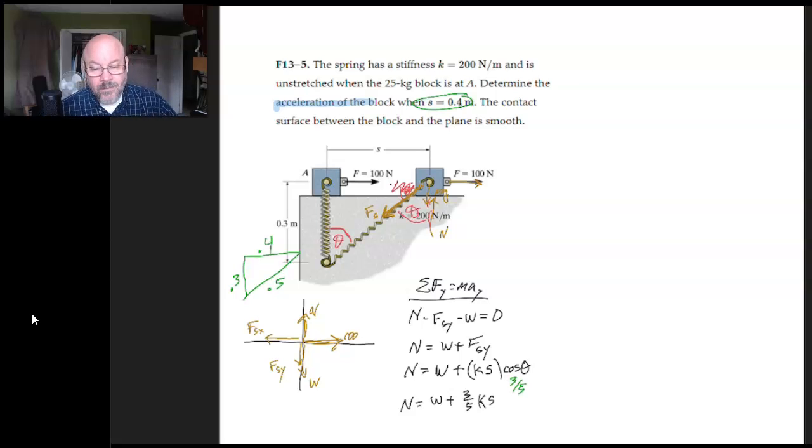Since there's no friction, we don't actually need that. So why did I go through all that? I went through it because I wanted you to see about the cosine of the angle. I wanted you to see how we deal with that, because we're going to do that again as we do the x component.